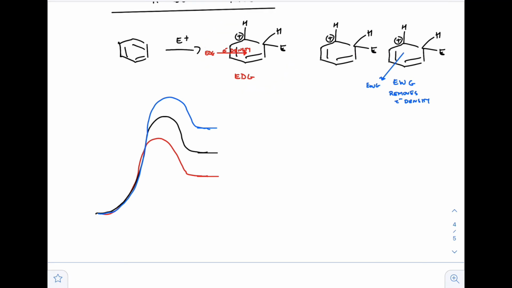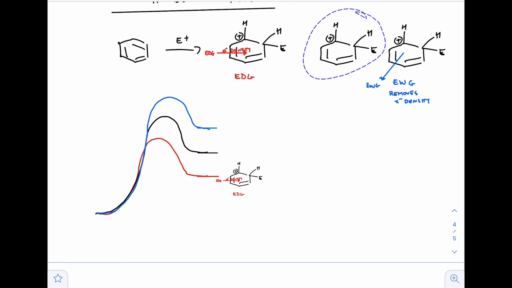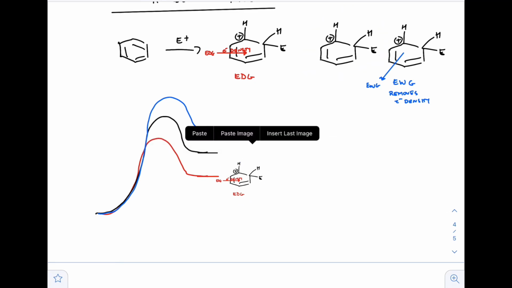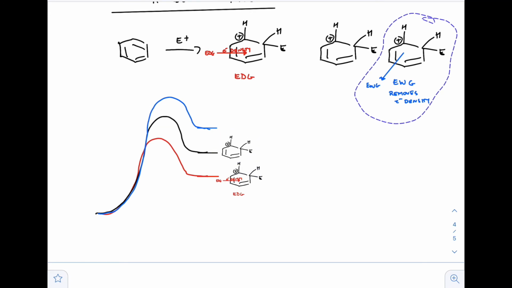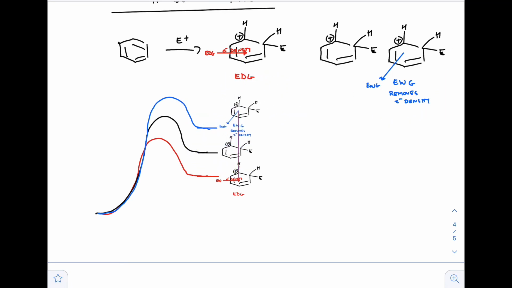So that's why that bottom curve represents the intermediate for the electron donating group on that ring. And then the middle one is just the intermediate for a regular benzene. And then the top blue one is the intermediate for an electron withdrawing group. Okay, so again, those electron withdrawing groups withdraw electron density.